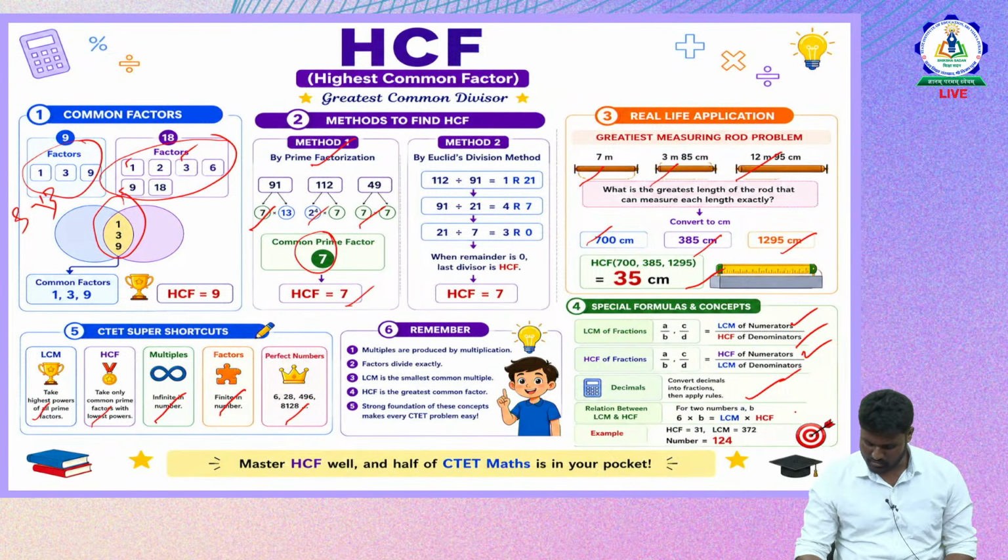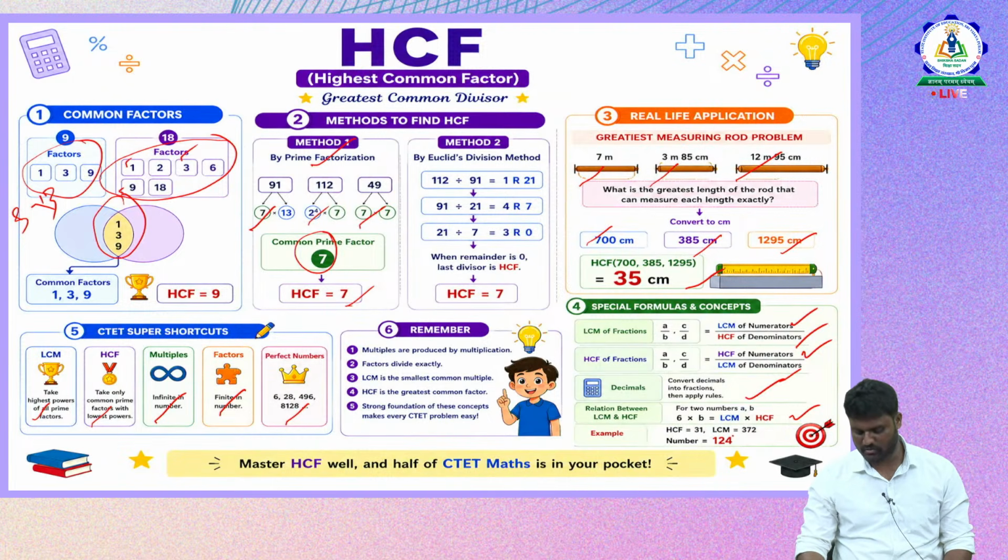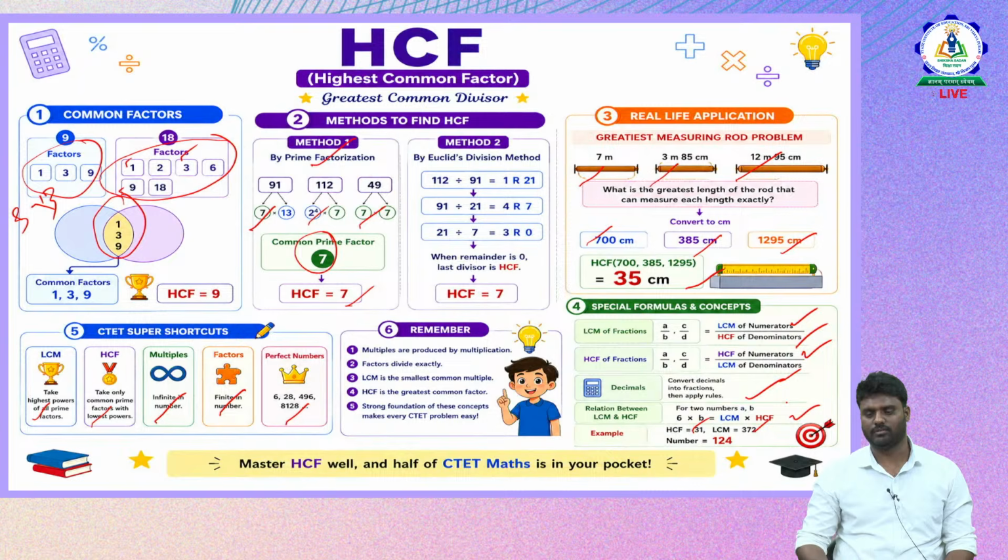There are some questions where they discuss the relation between LCM and HCF. In such cases, for any two numbers A and B, when they ask you to identify the relation between the LCM and HCF, we use A into B is equal to LCM into HCF. For example, if HCF and LCM are given, what is the number we need to identify? This we will discuss in the second session.